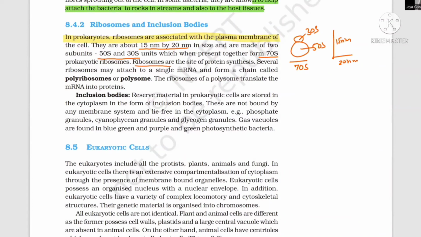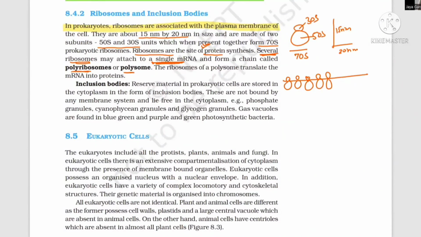You know very well, they are the site for protein synthesis. Many ribosomes are attached on a single messenger RNA, so we say polyribosome or polysome. A single messenger RNA where several ribosomes are attached to form a chain is known as a polysome or polyribosome, which helps in translation. Ribosomes are protein factories, converting the messenger RNA language into the language of the protein. Now, inclusion bodies.